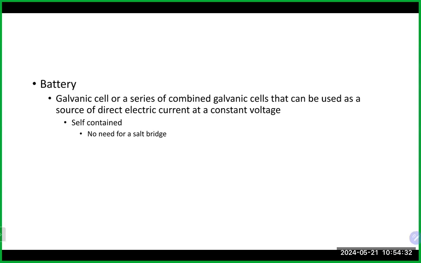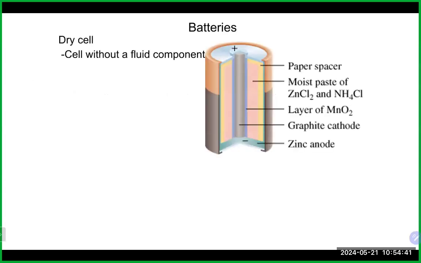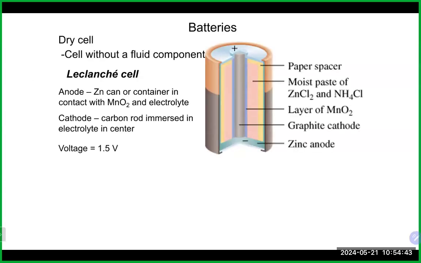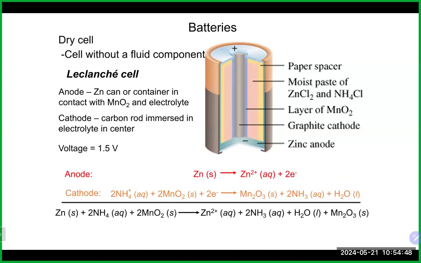So again, a battery can be a combined galvanic cell. It's self-contained. There's no traditional salt bridge that is used. If we take a look at an example of a battery, I'm going to go with Duracell. It's a copper top. This is a dry cell, and the anode in this particular case is the zinc can or container that's in contact with the electrolyte solution. The cathode is the carbon rod that's immersed in the center.